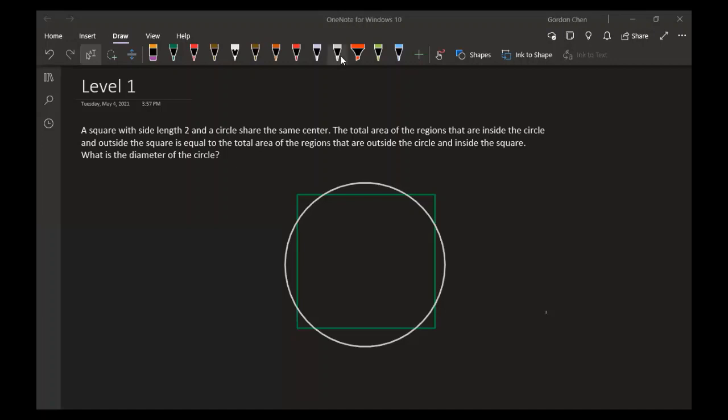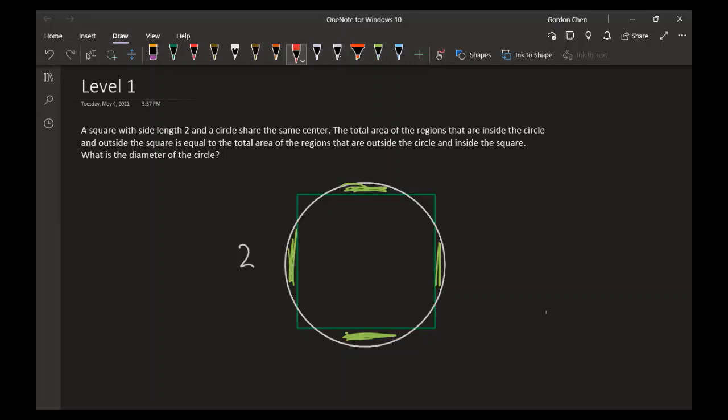Okay, so I'm going to be going over level 1 and 2. For level 1, the square has side length 2, and the square and circle share the same center. The total regions that are inside the circle and outside the square are here, here, here, and here.